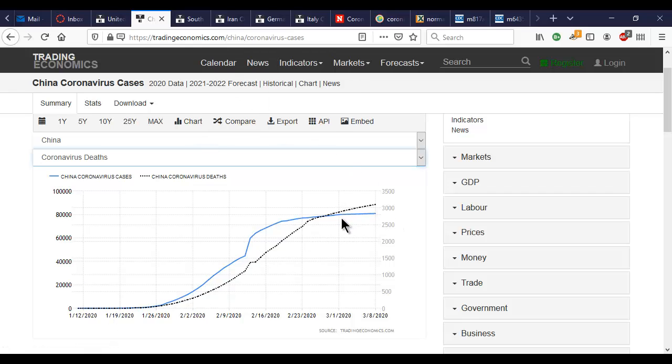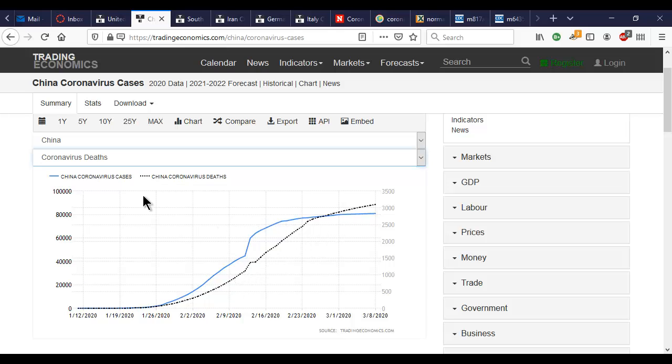And also correlation. You can see how we've got China. The blue is the cases of coronavirus in China. The black is the deaths. And you can see how these lines are right beside each other. As one goes up, the other goes up. So these are definitely correlated, and not only that, but there's a causation factor here. I mean, if you get coronavirus, you then have a chance of dying from it. You're not going to die from coronavirus if you haven't got it first.